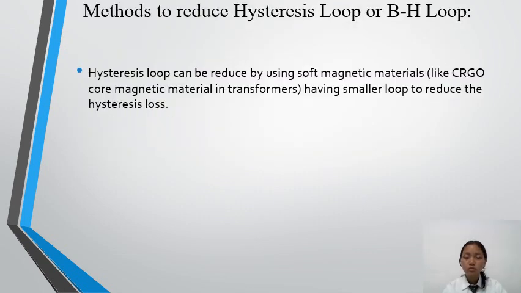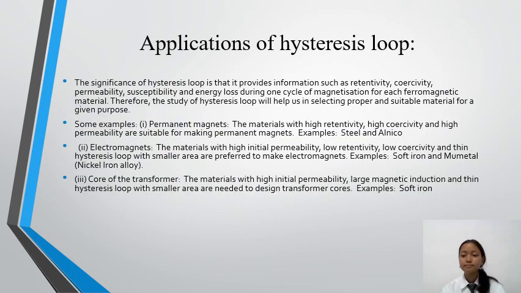Method to reduce the hysteresis loop or BH loop. The hysteresis loop can be reduced by using soft magnetic material like CRGO core magnetic material in transformers, having a smaller loop to reduce the hysteresis loss.